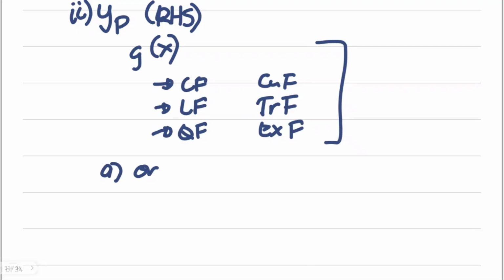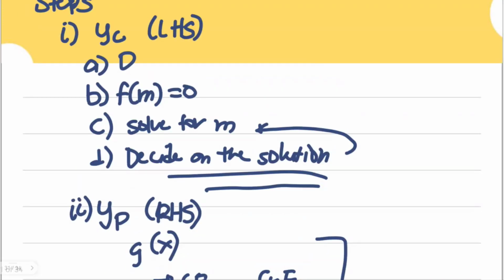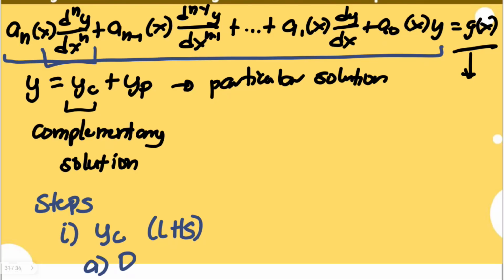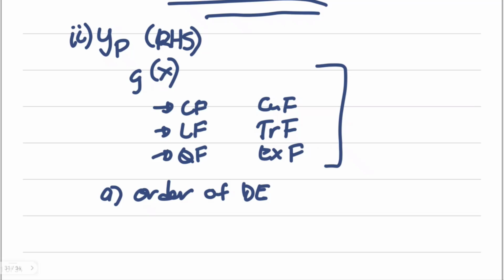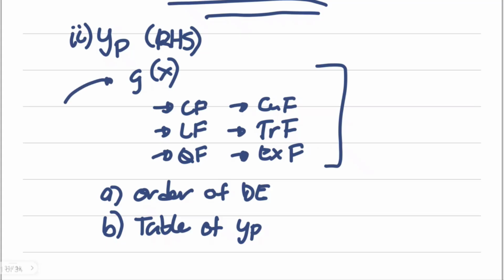Now, here's the hint. We're going to identify the order of our differential equation. The order means, what's the highest n here? Is it 2, 3? Because if it's 1, we're talking about a linear equation, it's very easy. If it's 2, 3, 4, 5, and so on, we're going to identify the order of our differential equation. Then, pertaining to the order, we're going to look for the table of yp. I'm going to present the table in a separate video because the table of yp has different forms depending on the final form of your g of x.